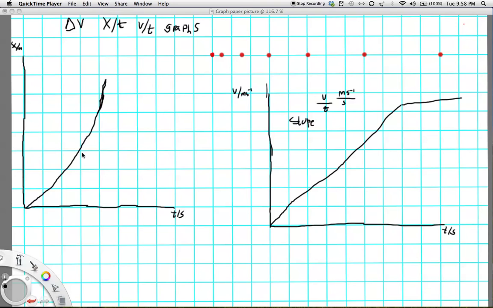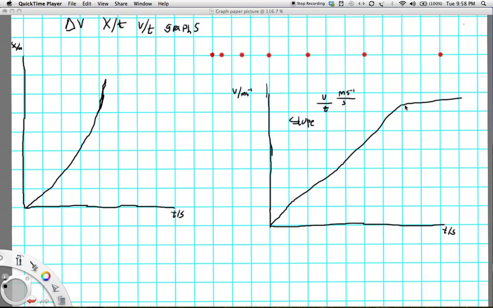All right, and what you'll see here is that the change in position divided by the change in time is getting greater and greater as time goes by. My velocity-time graph is going to be a slope. It's not going to be a flat line anymore like up here.